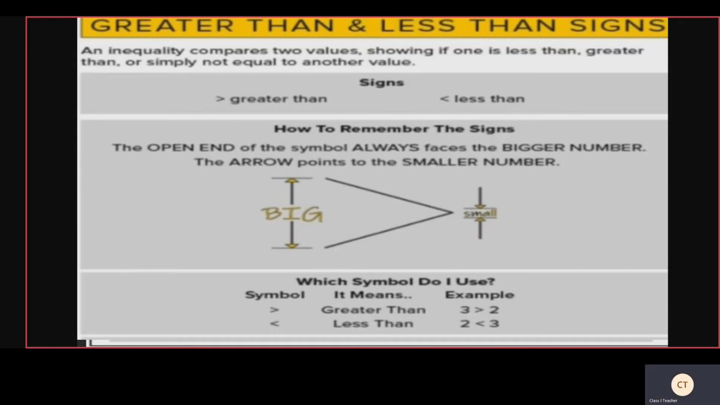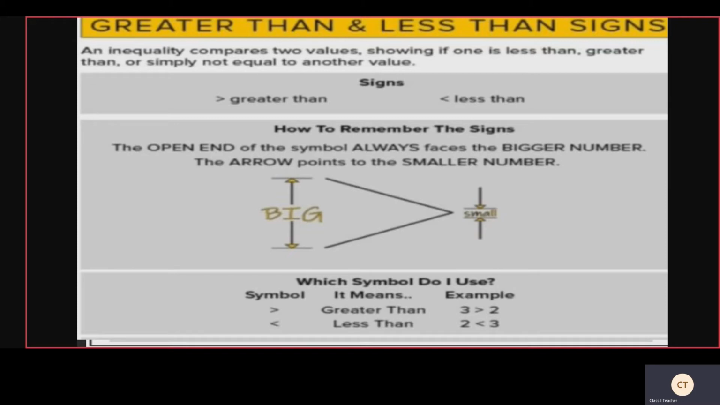The arrow points to the smaller number. Here, see children, one side is big and the other side is small. It is shown with the help of arrow marks, children. Smaller number, children, smaller side. So, the arrow points to the smaller number. Yes, that is less than.